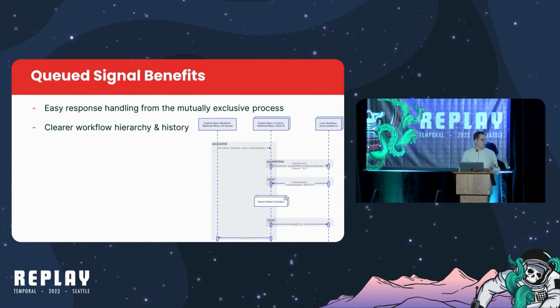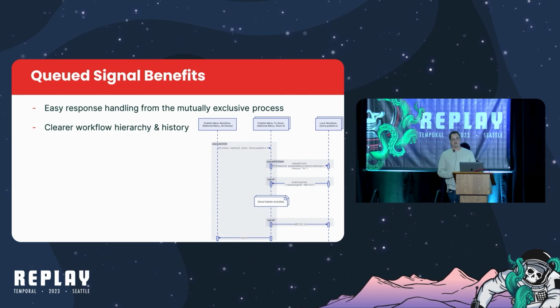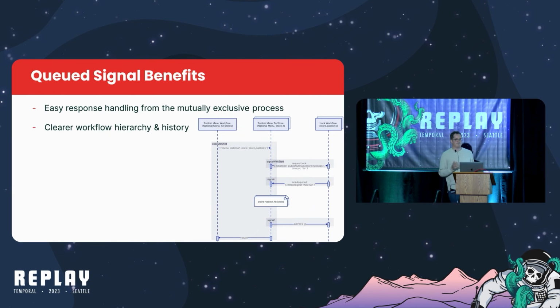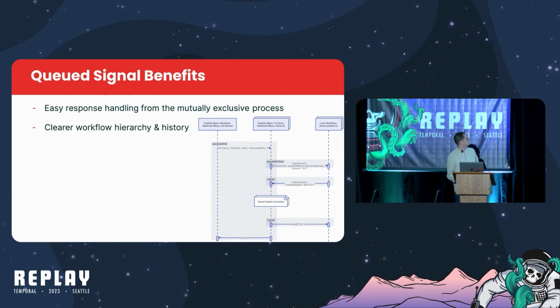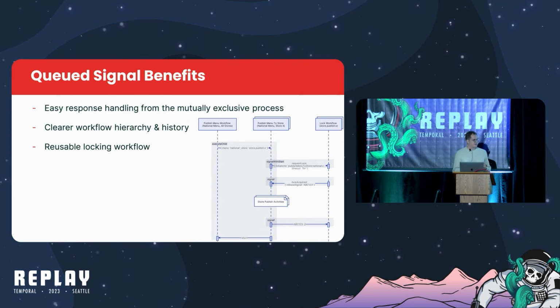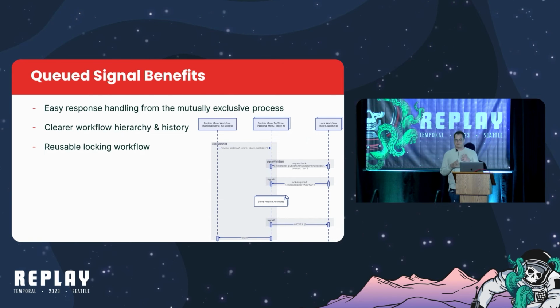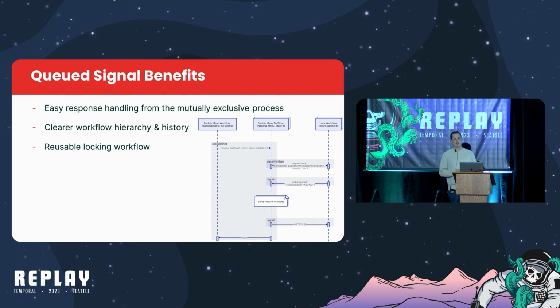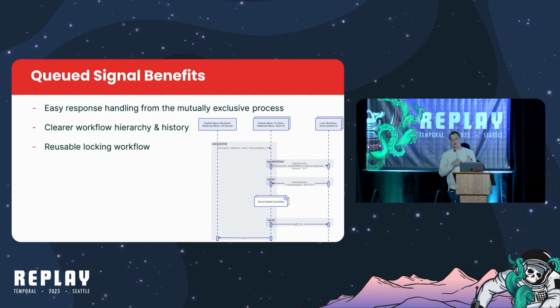I've talked a little bit about how having that history makes our debugging a little bit easier, because that history is now no longer shared. If something fails, it's encapsulated. And then this also gives you a reusable locking workflow. If you have different circumstances in your org where you're going to have this sort of synchronization pattern, this is a workflow that you can reuse anywhere.